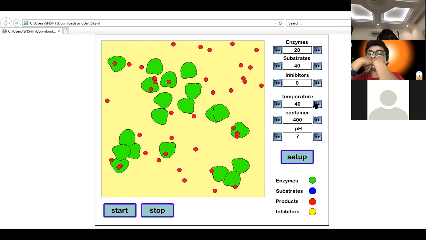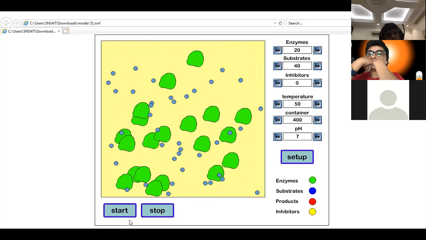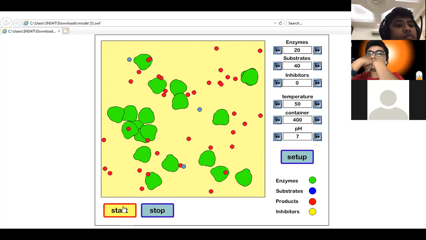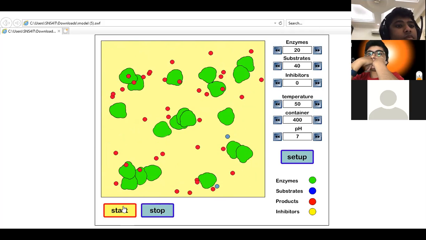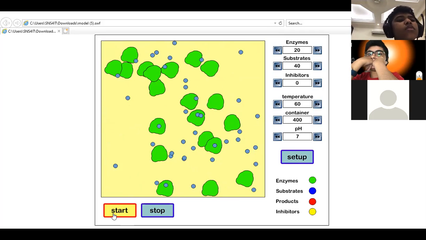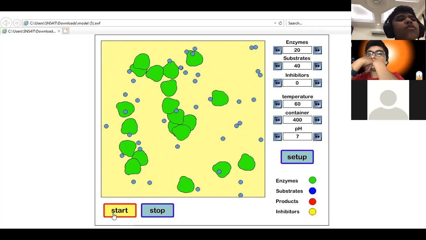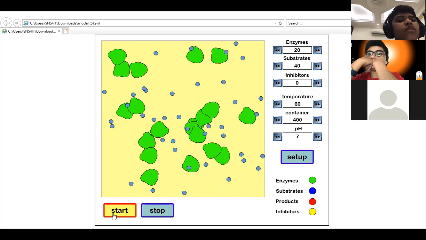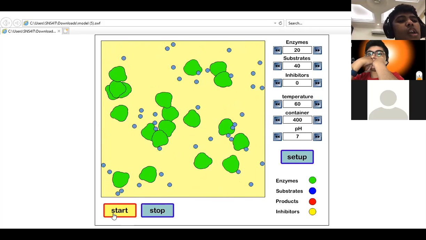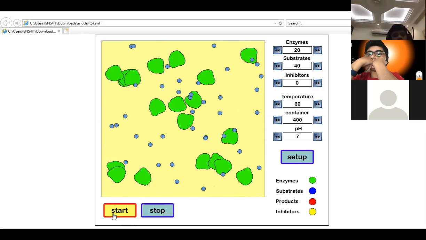But if I increase the temperature to 50 degrees, and then let them start, it is still working, but slower. If I increase the temperature to 60, what's going to happen? Nothing is working. No product is produced because the temperature is too high.